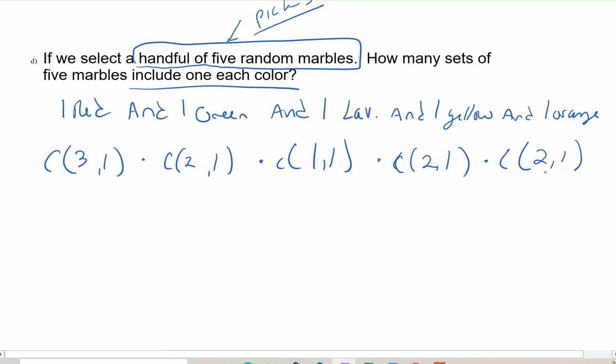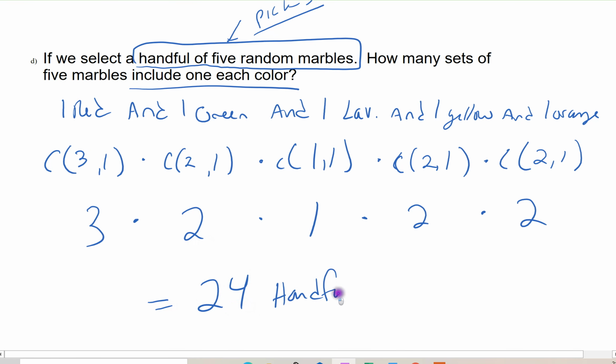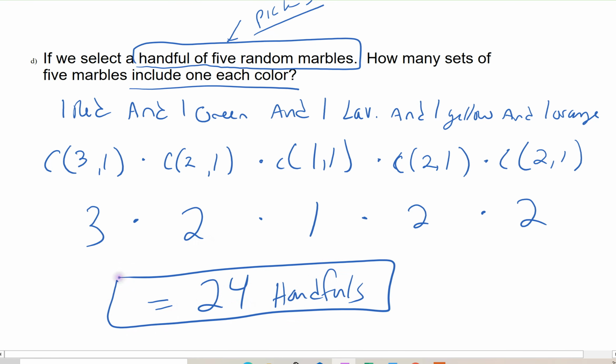So remember, you could kind of skip this middle step if you wanted to. Remember, whenever I choose 1 in a combination, it's always the total number in my group, right? I'm going to pick one of 3 red marbles. Well, there are 3 ways to do that. I'm going to pick one of 2 green marbles. Well, there are 2 ways to do that. There's only 1 lavender, so there's only 1 way to get a lavender. 2 yellows and 2 orange. So there's 2 ways I can get 1 yellow, and there's 2 ways I can get 1 orange. And so it's just the multiplication of how many in each color. So 3 times 2 times 1 times 2 times another 2. You multiply those numbers out, 6 and 4, so 24 handfuls with 1 of each color.